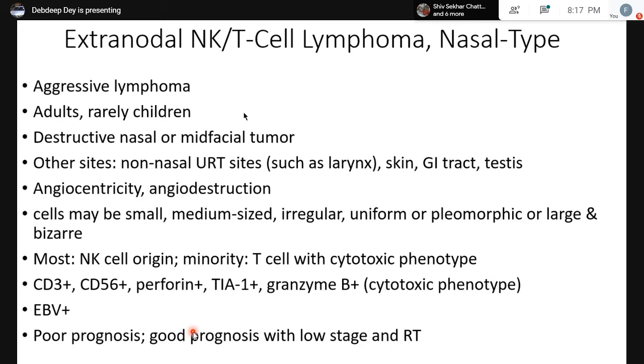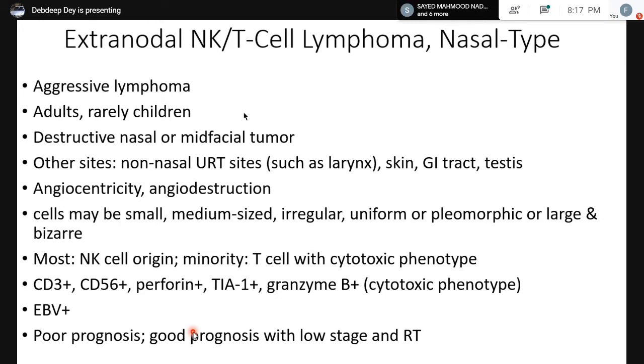Destructive nasal or midfacial tumor. Other sites, such as the non-nasal upper respiratory tract sites like the larynx, may also be infiltrated. Skin, GI tract, testes, all can be involved. It is characterized by angiocentricity and angiodestruction. Cells may be small or medium-sized, irregular, uniform or pleomorphic, or large or bizarre cells.